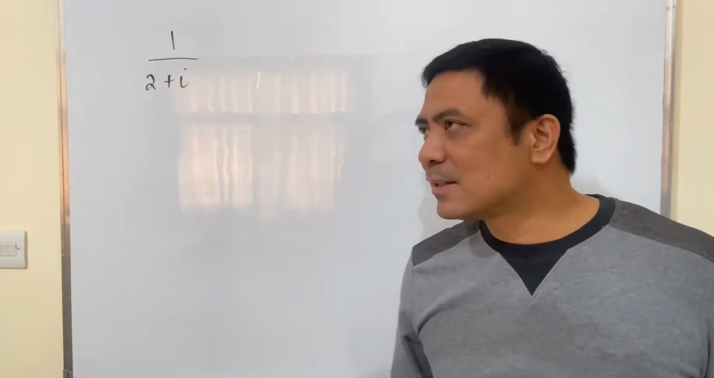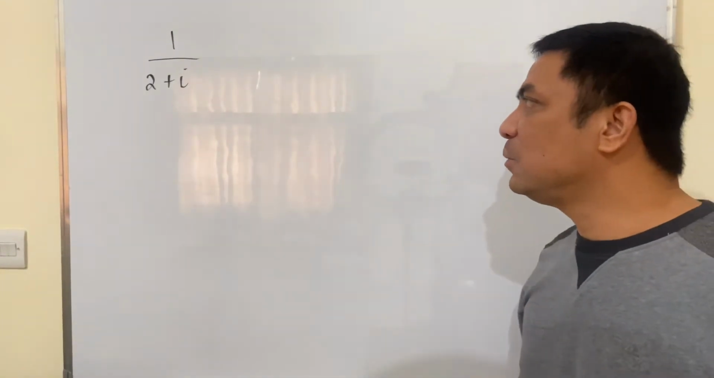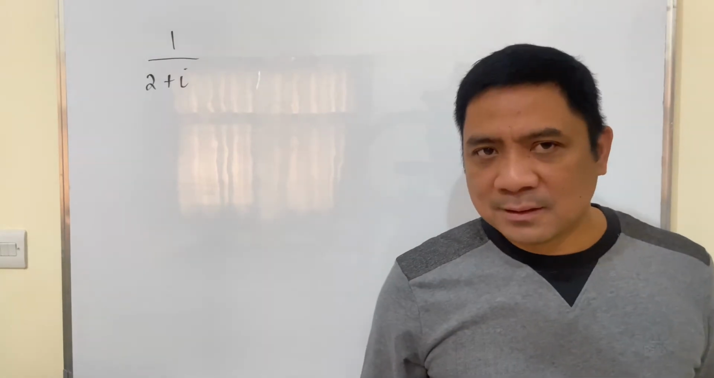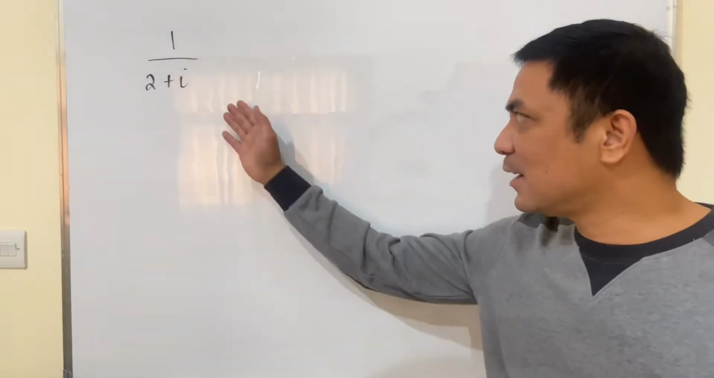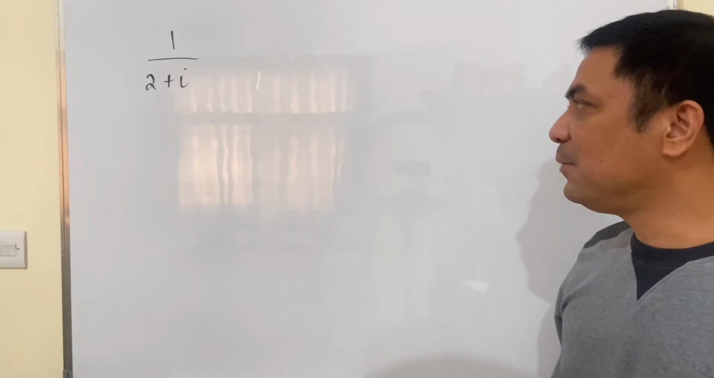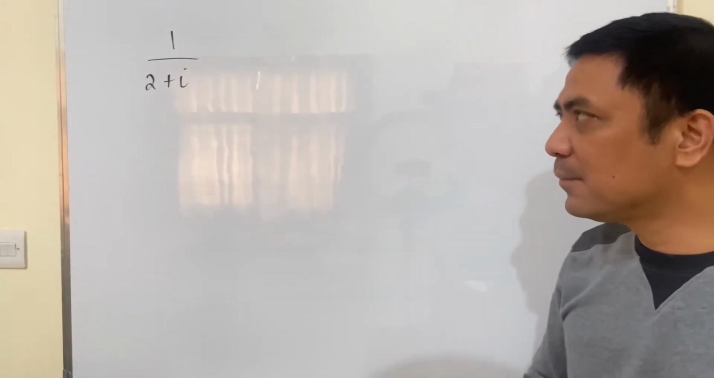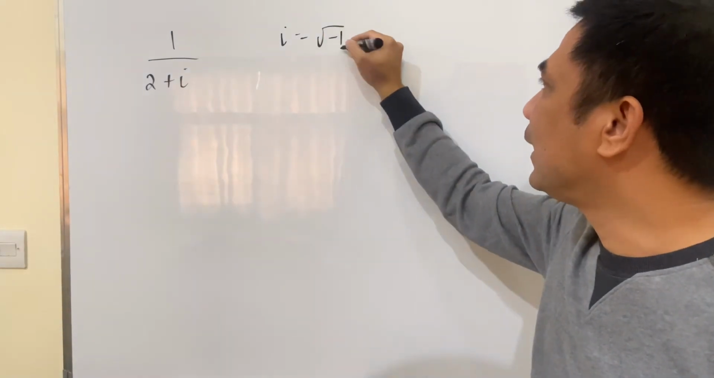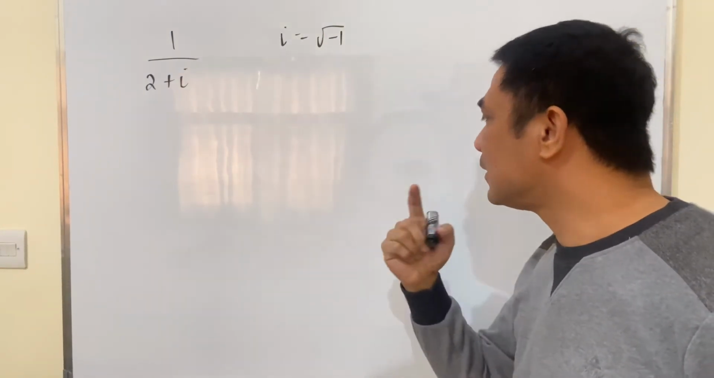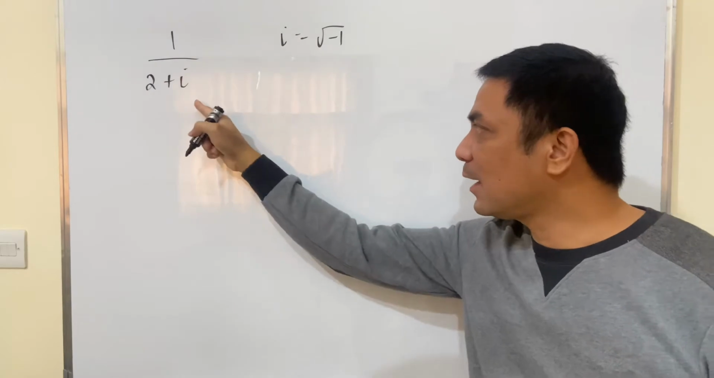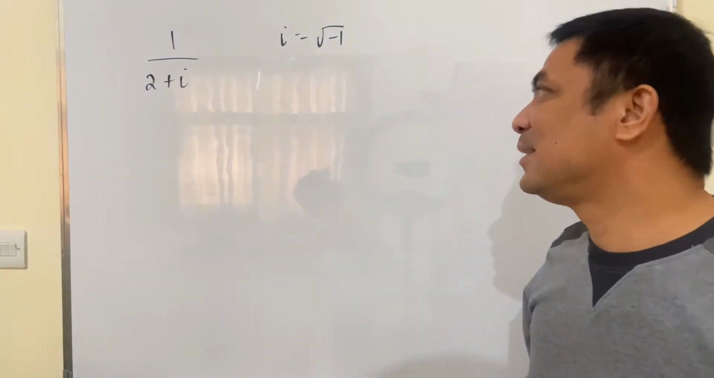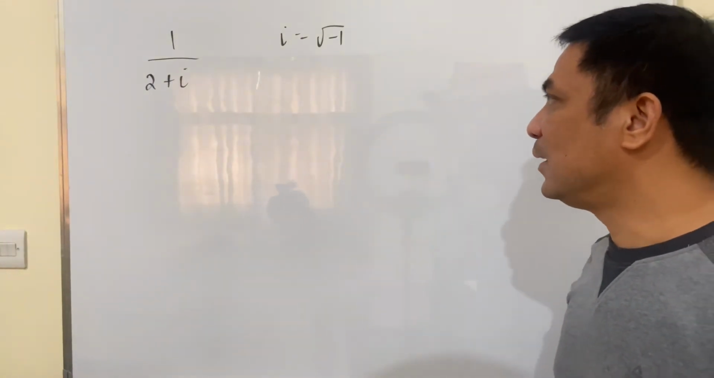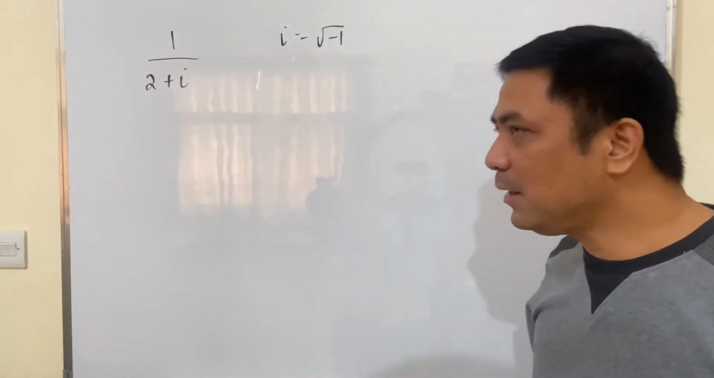Okay, so let's have this next problem here. It's 1 over 2 plus i. So you might ask me, where's the radical sign here in the denominator? If you would recall, i is actually the square root of negative 1. So we define i as the square root of negative 1. So this is technically 2 plus the square root of negative 1. So again, we have a radical sign in our denominator.